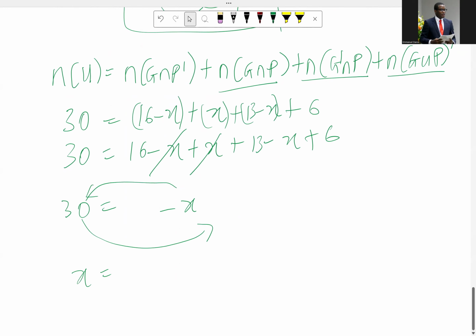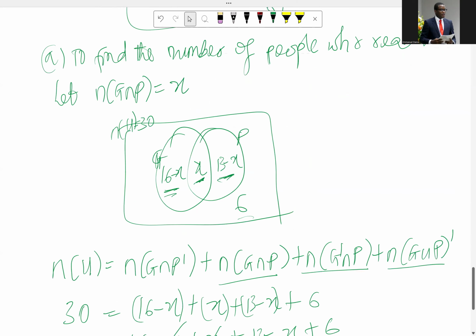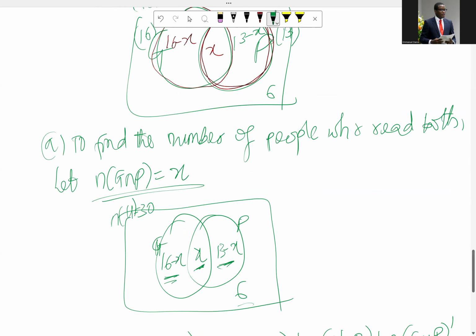So now we have 16 plus 13, that's 29. 29 plus 6 is 35. So that's 35 minus x. So you have x comes here, 30 comes here, that's 35 minus 30. So x is equal to 5. And of course, x is representing those who read both newspapers.